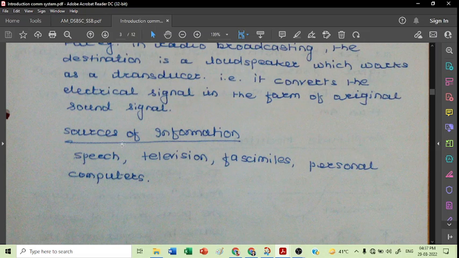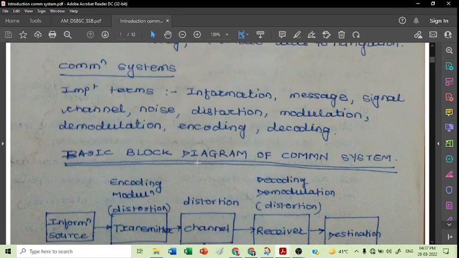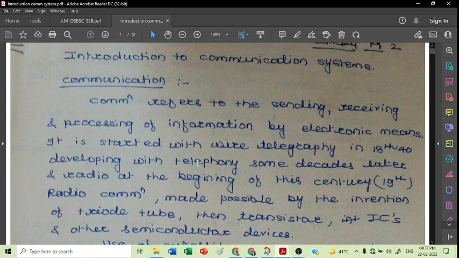Now, sources of information. These are the sources of information: speech, television, facsimiles, personal computer are the sources of information. This is all about the basic block diagram of communication and the introduction of communication system.